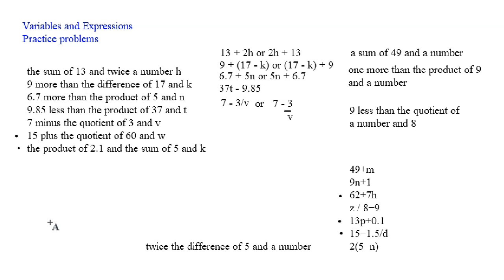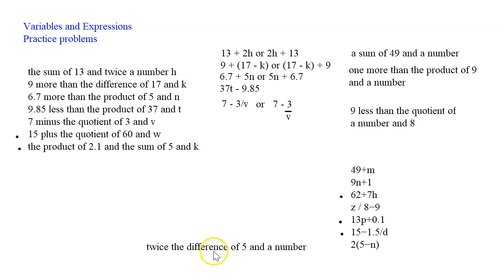Now another way that you could have done this is 2 times the difference of 5 and a number. Or if you had a fraction, like a third or let's say a fourth, in other words 1 over 4 times 5 minus n, you could rewrite that as 1/4 times that, or you could say 1/4 the difference of 5 and a number. So you could replace the twice. The twice just represents how many times we're multiplying it.